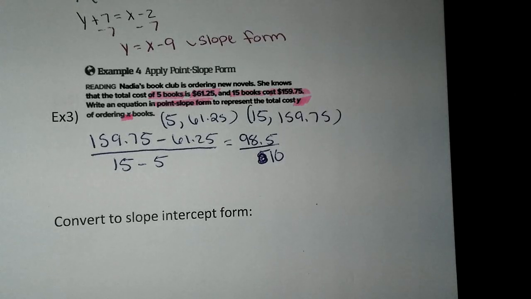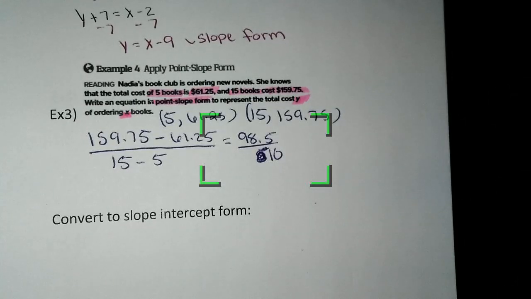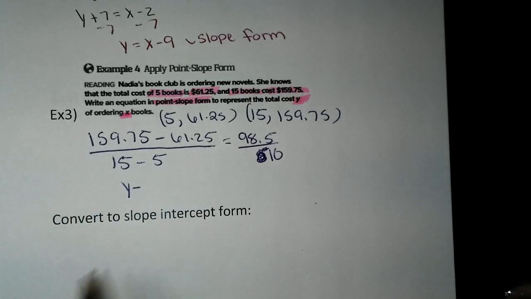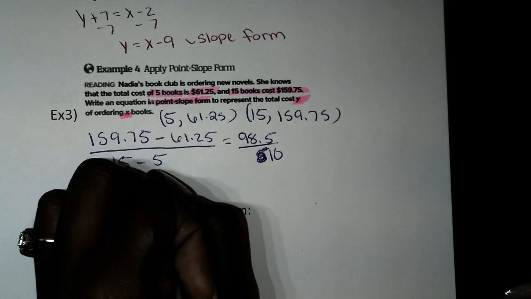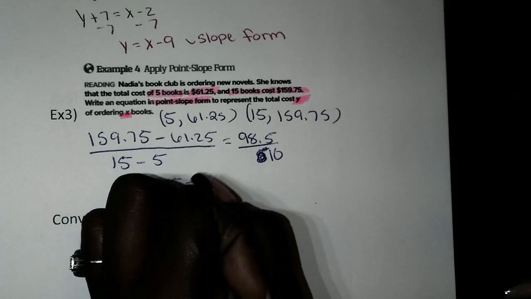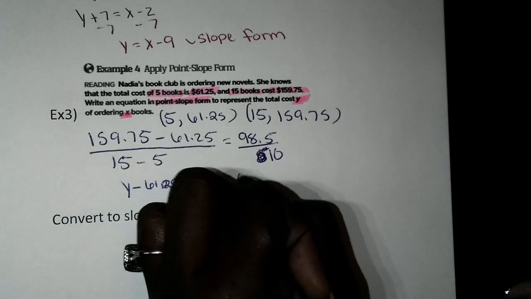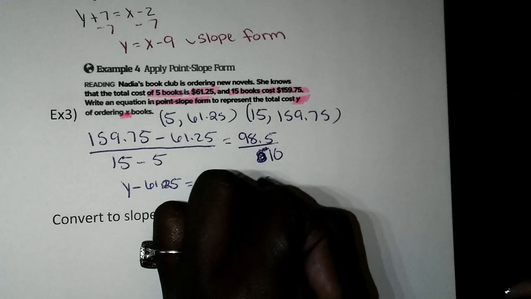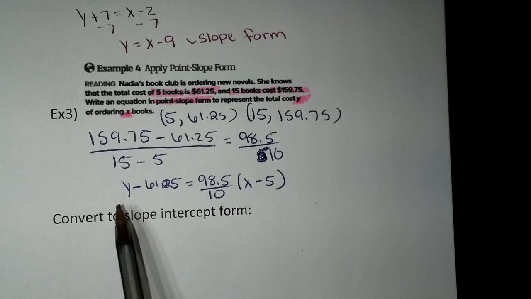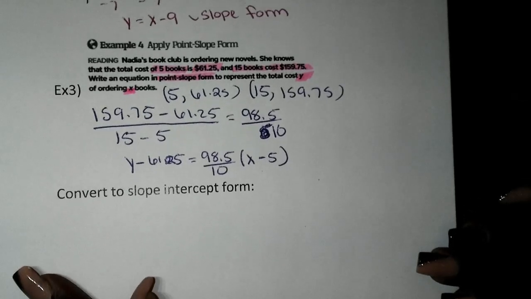So now we have our slope, which is 98.5 over 10, and it says to write in point slope formula. So now we just fill in our blanks. So we got y minus y1, which is 61.25, equal m, which is 98.5 over 10, times x minus x1, which is 5. That's all, because it told us to leave it in point slope formula. We don't have to do nothing else. This is our answer.